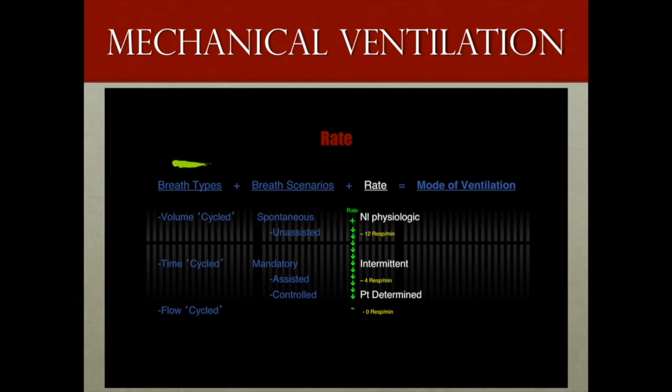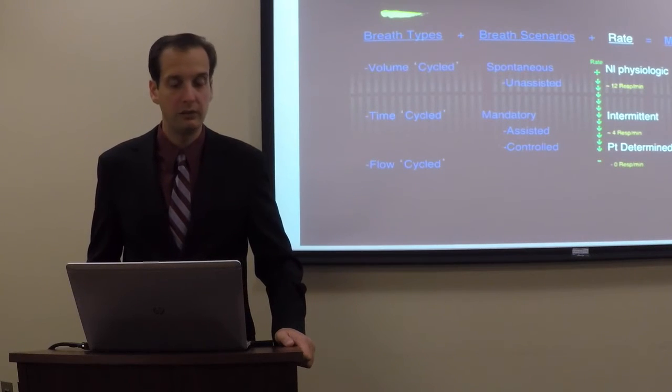And this may be a rate of 4, 6, 8, anything less than what a normal physiologic rate would be. And then you can set a rate of 0 or have what is called a patient-determined rate. And you don't set a rate, the patient breathes on their own and determines whatever rate they're going to breathe. From all of these varying options, we can start to pick and choose and put together and build modes.